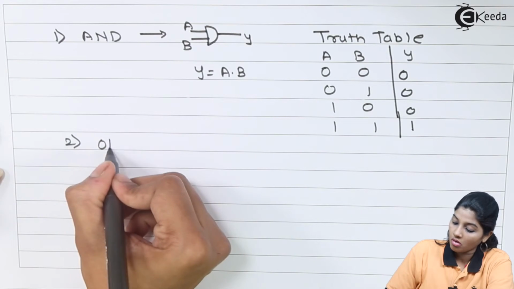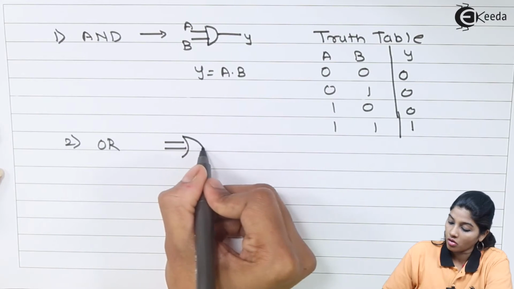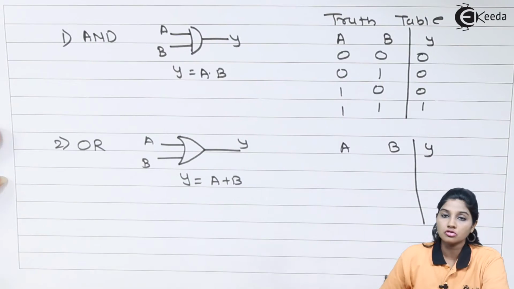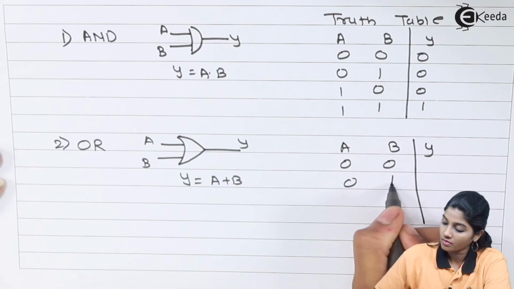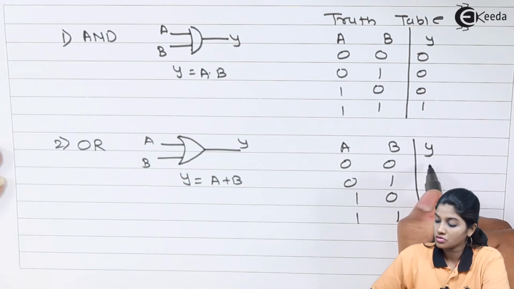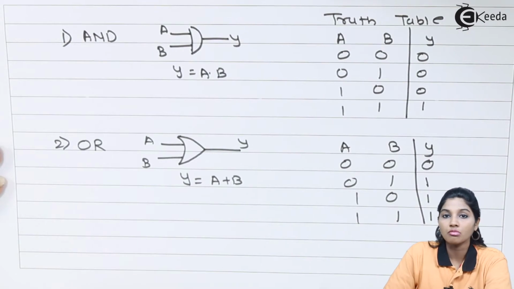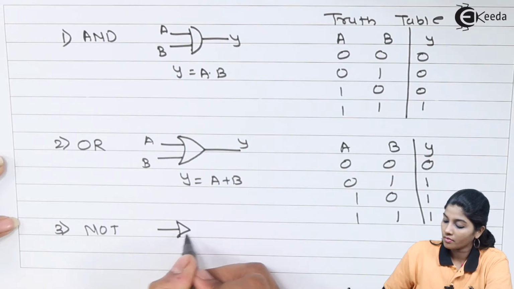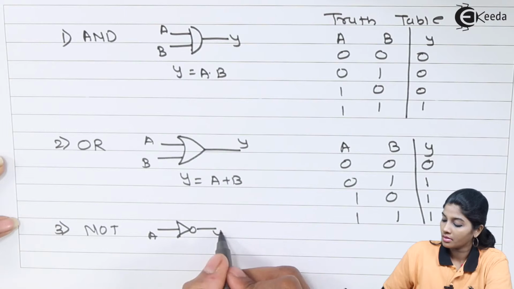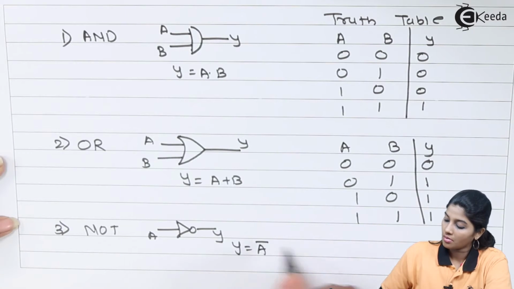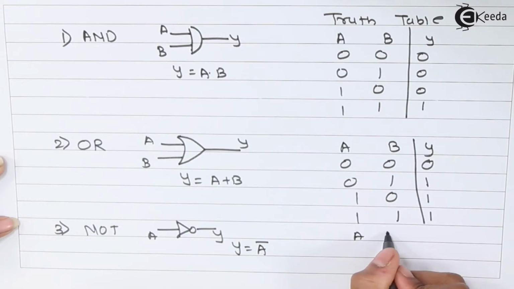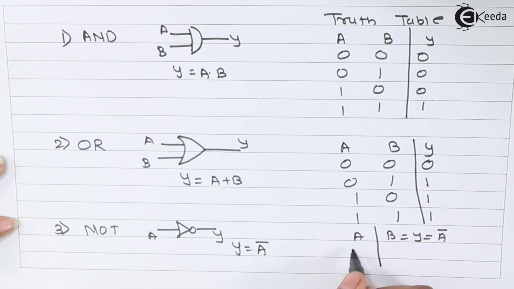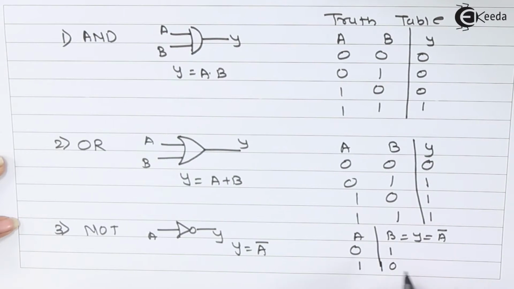Second is the OR gate, which is nothing but the logical sum. So the truth table of OR gate is 0, 0, 0, 1, 1, 0, 1, 1. So for 0, 0 the output is 0, and for all the remaining conditions the output goes high. Then third is the NOT gate, which is the only gate having one input. So the logical equation is A bar, and having only two states, 0, 1. So the output is 1, 0, the inverted version.